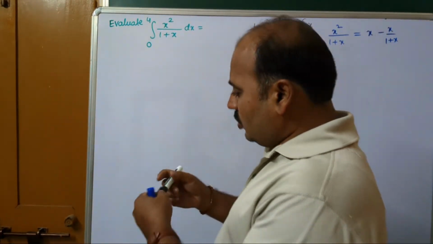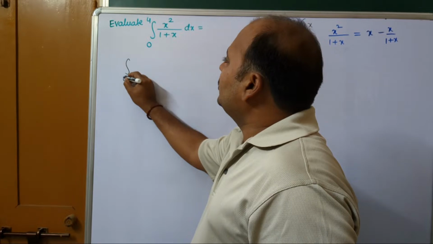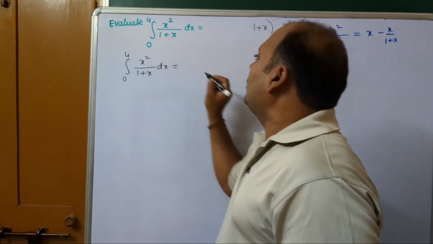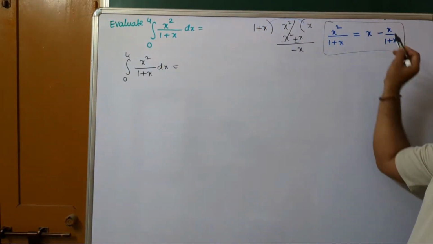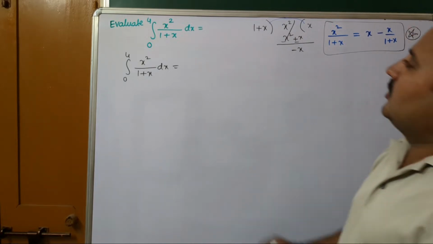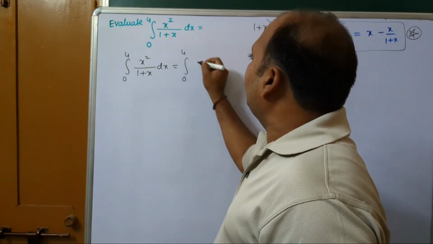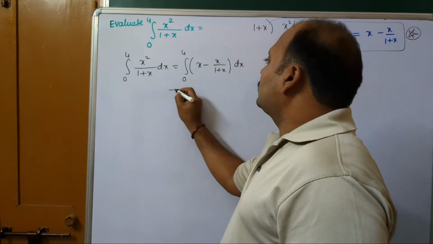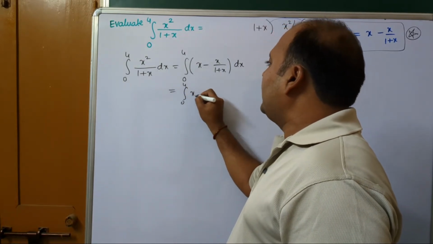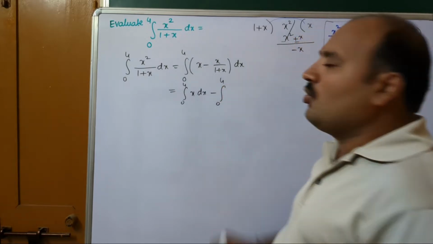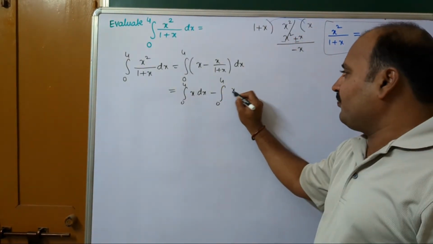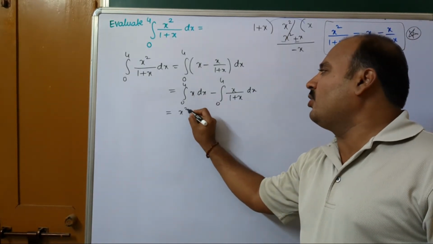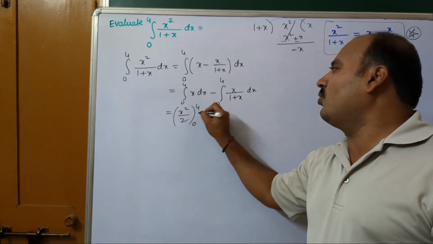So first this method I will go to. Integral 0 to 4 x square by 1 plus x into dx is equal to, in place of x square by 1 plus x, you have to take this one. So integral 0 to 4 x minus x by 1 plus x into dx. So integral 0 to 4 x dx minus integral 0 to 4 x by 1 plus x into dx. Integral x dx is x square by 2 only, no? Applying the limit 0 to 4.